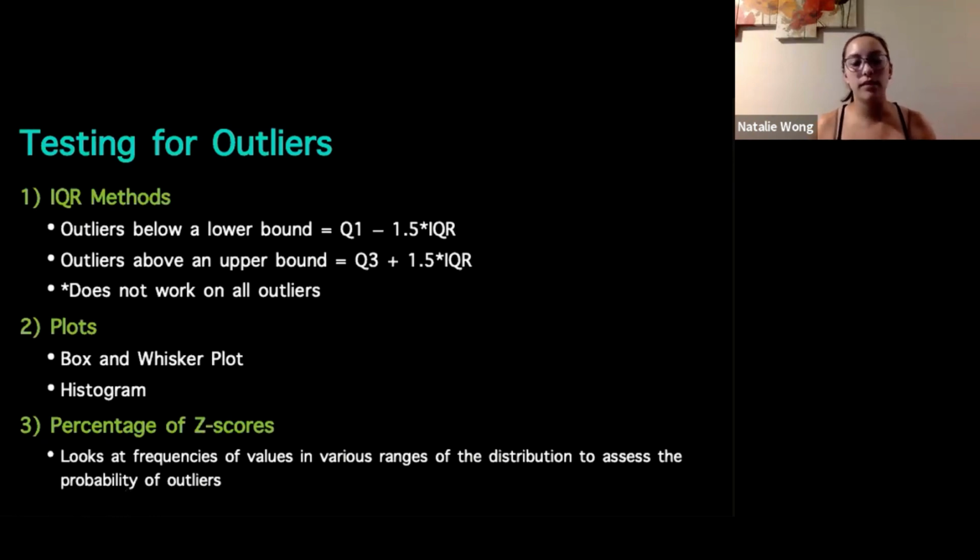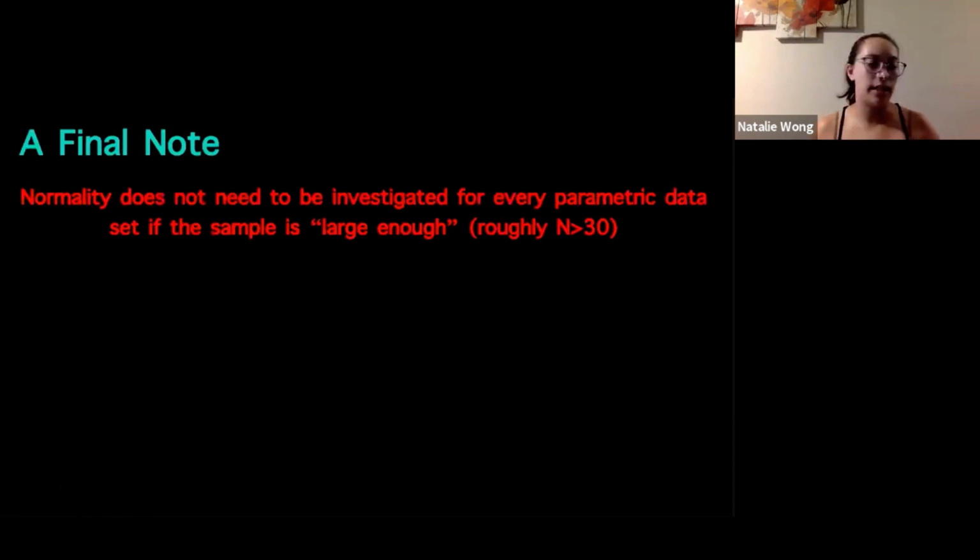But as a final note on normality, so that we can get out of here, because I'm so sorry for keeping you guys: normality doesn't need to be investigated for every parametric data set, right? Remember that the central limit theorem tells us that if we have a sample that's large enough, we should be able to relatively assume that we have a normal distribution.